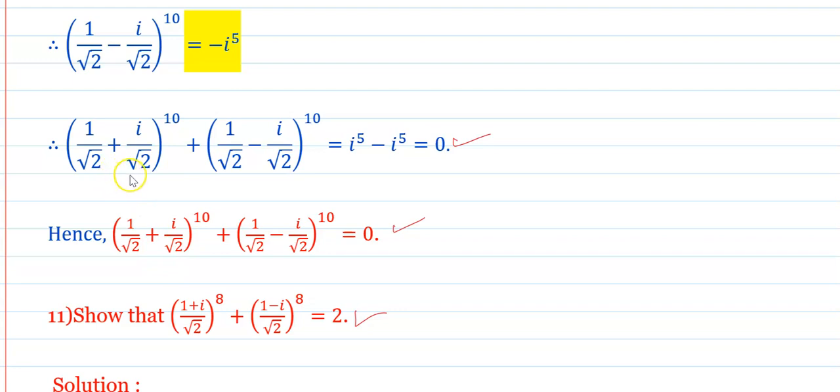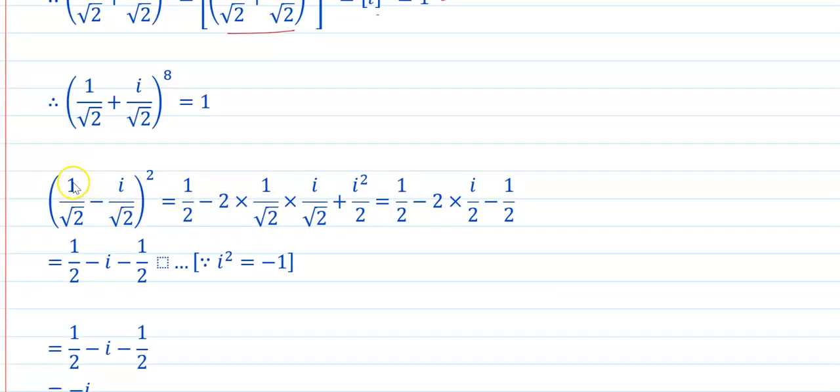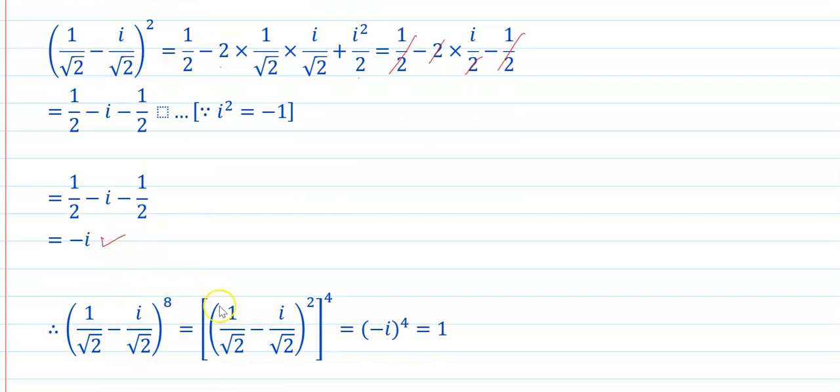Okay, now we'll find out the value of this second bracket, that is ((1−i)/√2)^8. It can be written as ((1/√2 − i/√2)^2)^4. First term squared means what? You are getting 1 upon 2, minus 2 into 1/√2 into i/√2. Next is i^2 by 2. But what is i^2? i^2 is −1, which gives −1 upon 2. And therefore 1 upon 2 minus 1 upon 2 get cancelled. Minus 2 into i by 2, again this 2 gets cancelled. Okay, and overall you are getting −i.